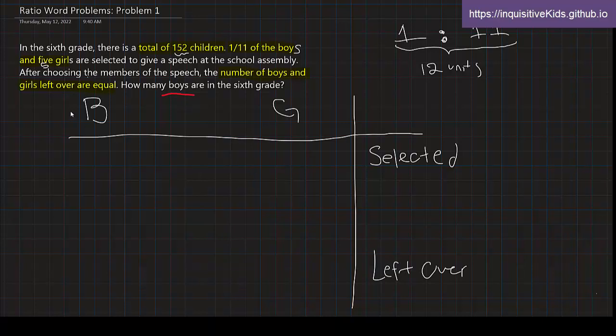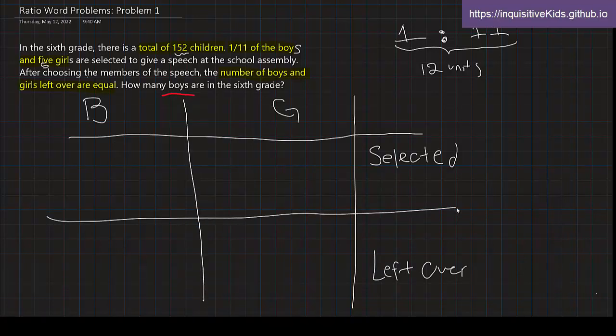So in this boys column right here, how many were selected? 1 unit was selected. And write unit after this. That's always a good habit, just to not confuse yourself. It's not 1 kid that was selected. It's 1 unit that was selected. And after there was 11 units left. So right over here we have 11.